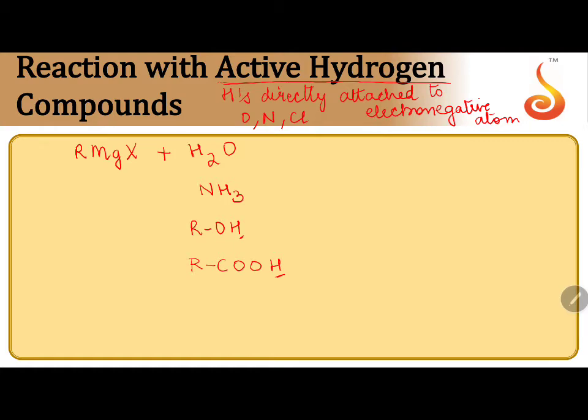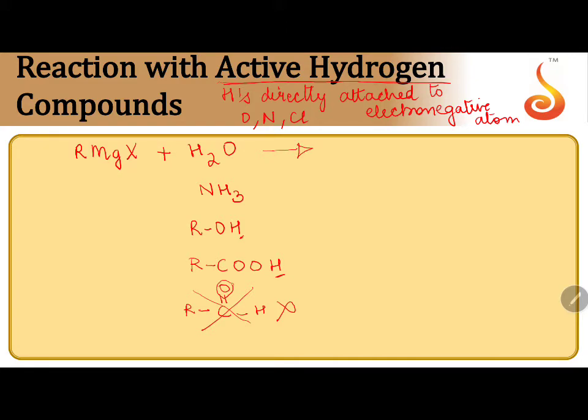What about aldehyde or carbonyl compounds? We take an example here. This is the general formula of aldehyde. Are you observing that the electronegative oxygen is not attached directly to any hydrogen, and hence aldehydes or ketones are not examples of active hydrogen compounds? They undergo a different type of reaction with Grignard reagent. Let's see all these other compounds. Which type of reaction do they undergo with Grignard reagent?